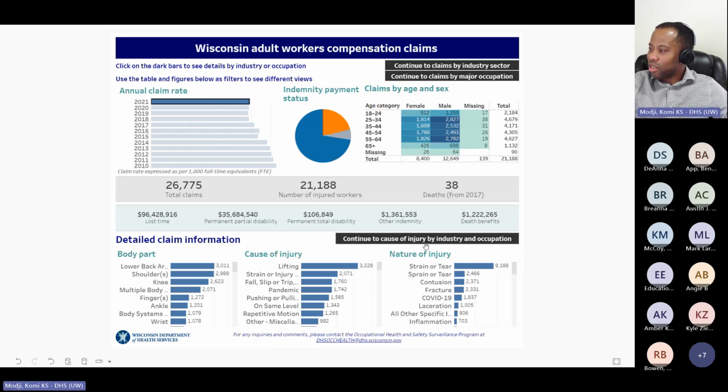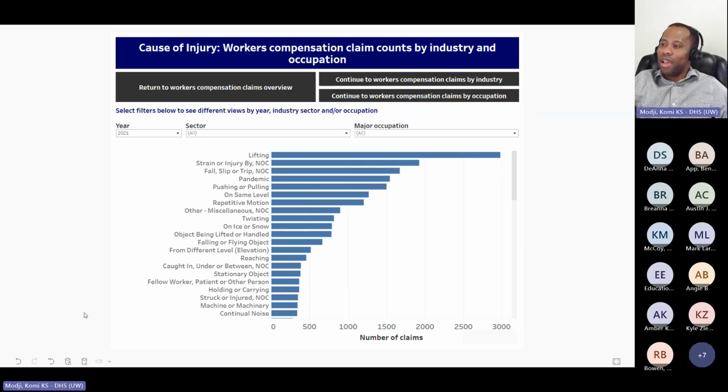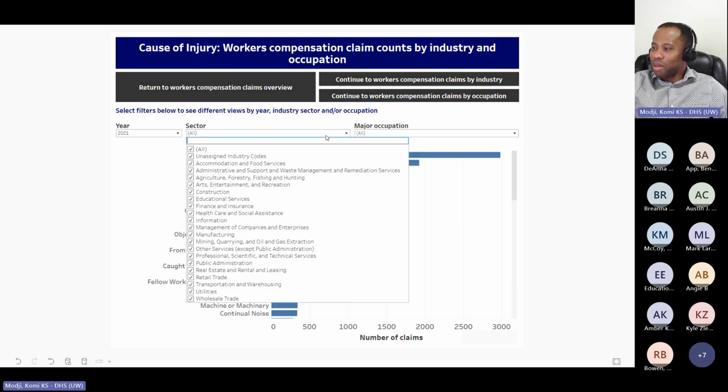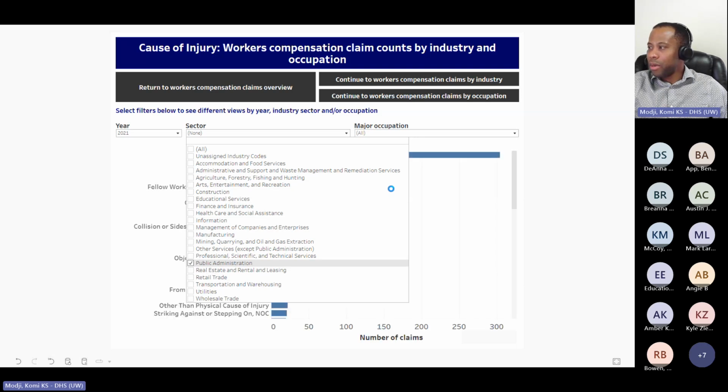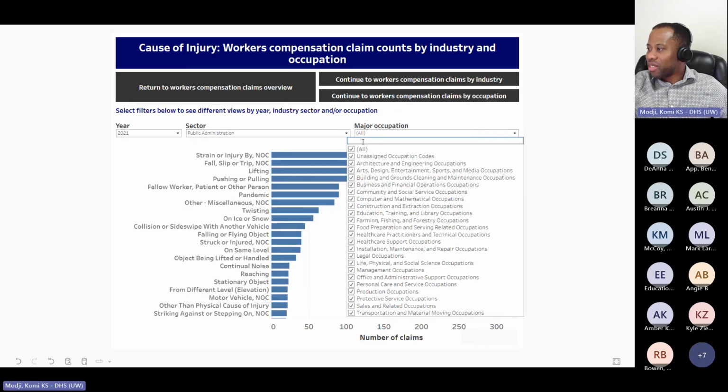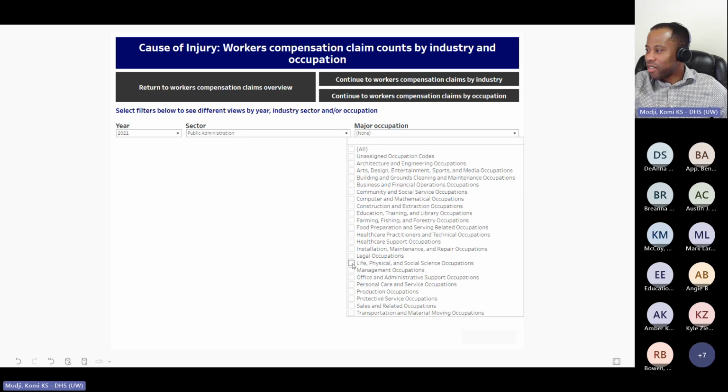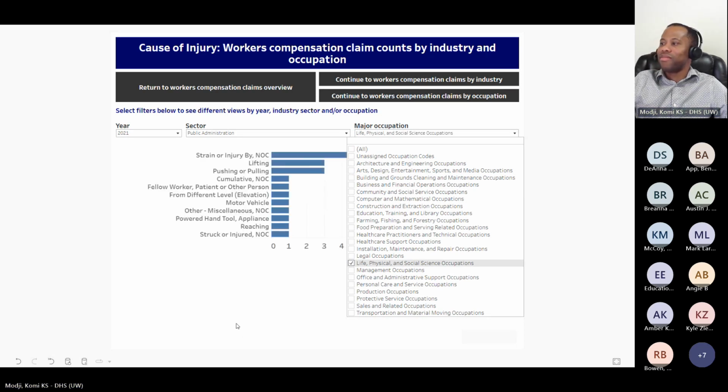Let's go through this one, cause of injury by industry and occupation. So this is a page that will show you what are the injuries, like the question I asked you, what are the injuries that happen to any given industry or occupation? So let's say we talk about it already. Sanitarian will fall under public health. Public health, that will be public administration. And then the occupation, like we said, is life, physical, and social science occupations.